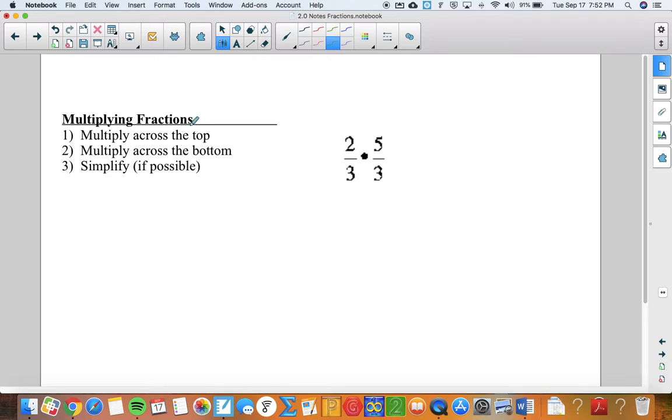We'll come back to that least common multiple in a little bit, but let's start with the easiest operation to do with fractions, and that's multiplying. There are 3 steps. To multiply fractions, you multiply across the top. That's the numerators. Top is numerators. We probably should have that written down. Then we multiply across the bottom. That's the denominators. 3 times 3 is 9. And then simplify if possible.